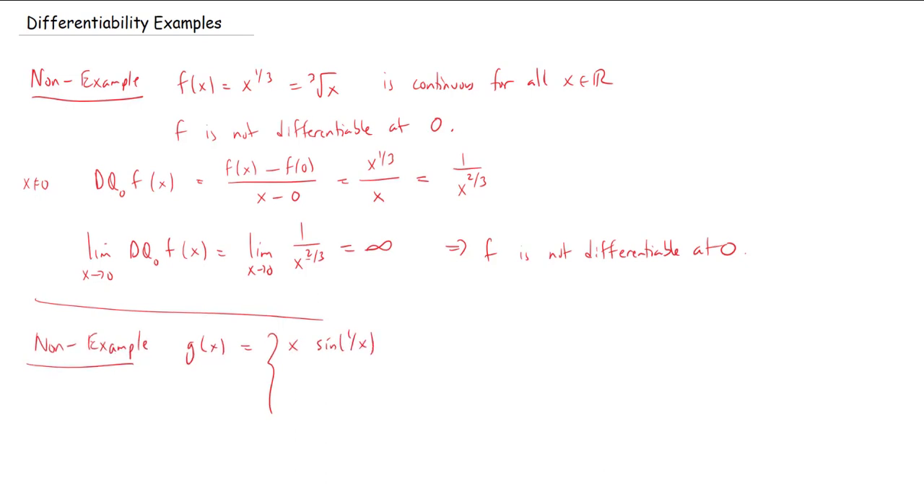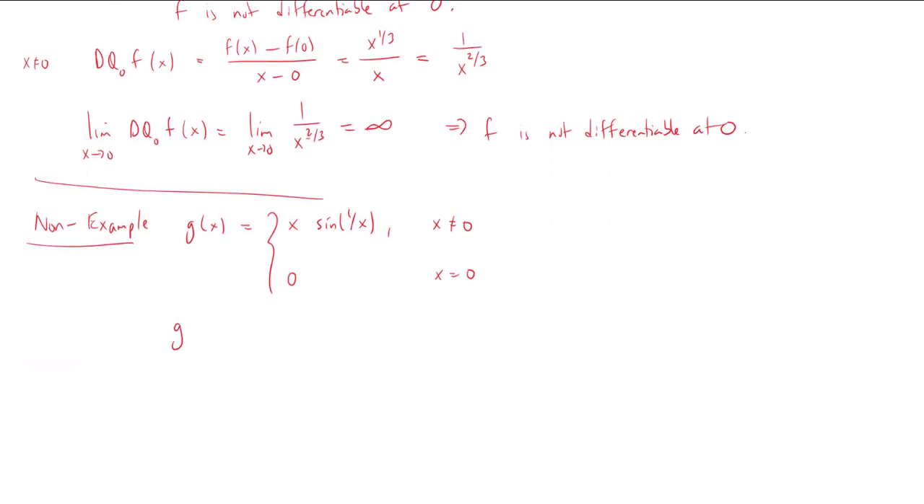I could have started with sine of 1 over x, but that's not even continuous at 0. And we're going to see in the next video that if you have any chance of being differentiable, you have to be continuous. So this function is going to be continuous at 0. So we have a chance. So g is continuous. Well, again, actually not just at 0, but is continuous for all x.